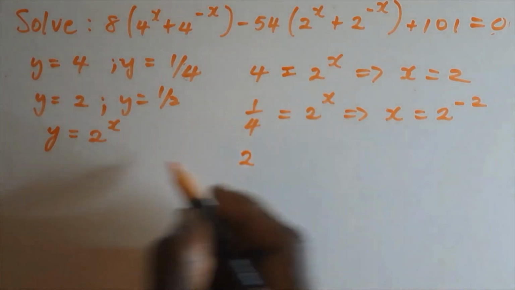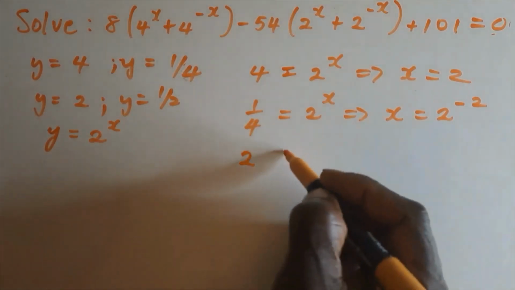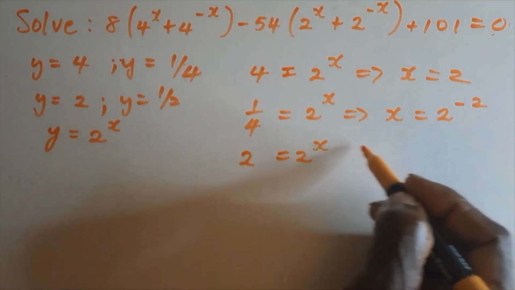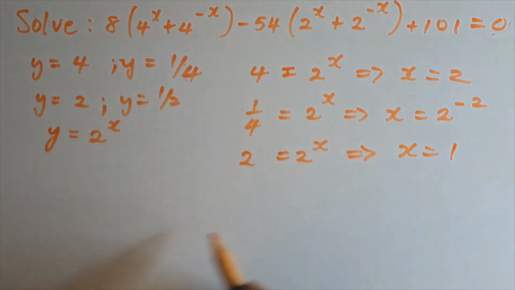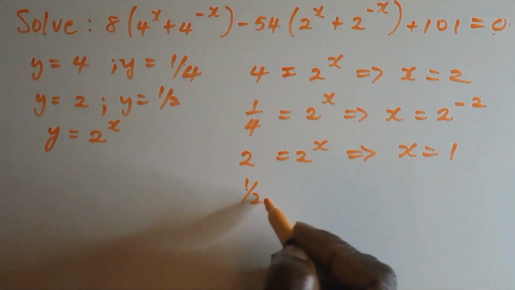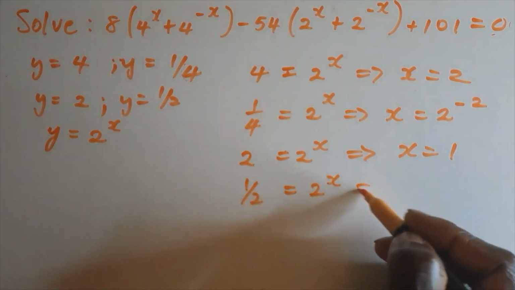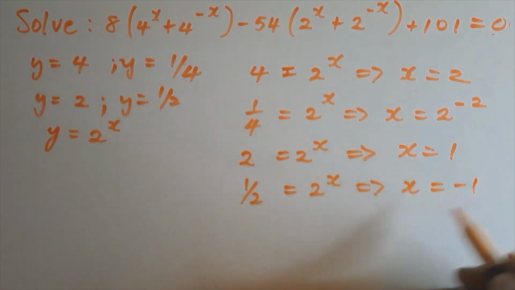Now we're using values of y equal to 2 and a half. We have 2 is equal to 2 to the x. This implies that x is equal to 1. And finally, a half is equal to 2 to the x, which implies that x is equal to minus 1.